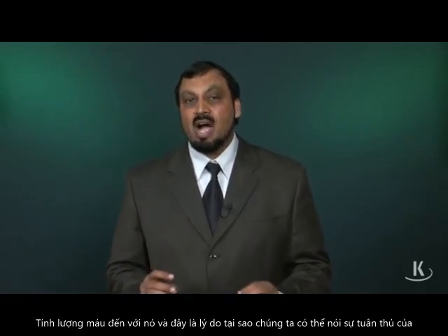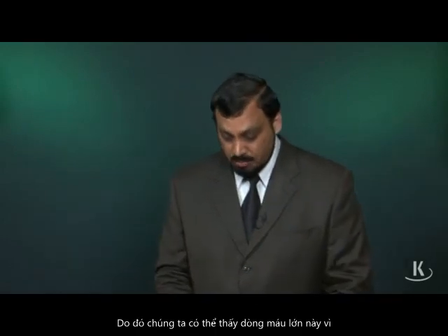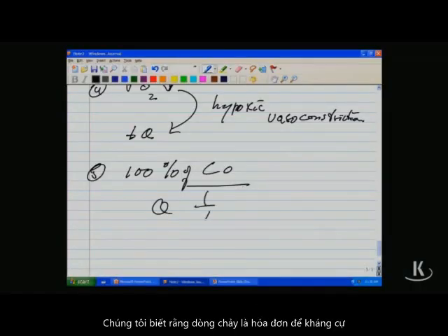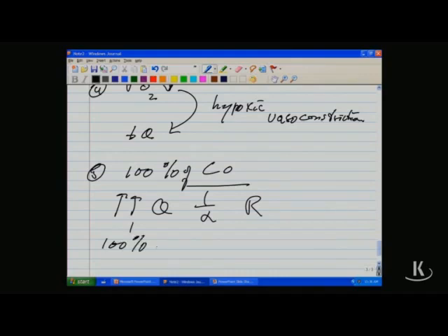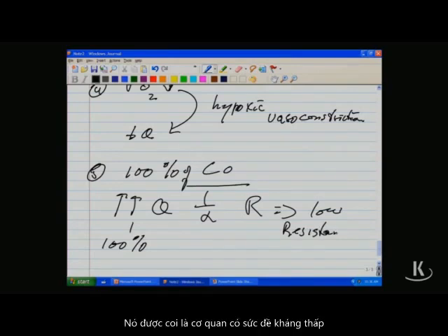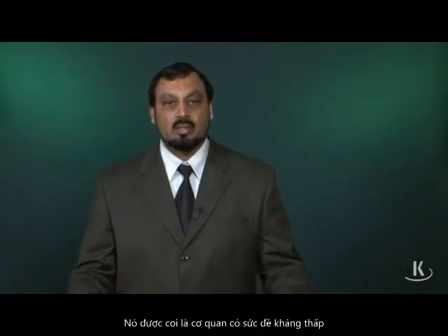And this is why we can say the compliance of the lung is so large, to accommodate this large flow of blood. Therefore, because we know that flow is inverse to resistance, and the lung receives such a large flow, 100% of cardiac output, this will explain why the lung also has, because of that, a very low resistance. It is referred to as a low resistant organ. These are 5 characteristics that we should bear in mind in terms of the lung.